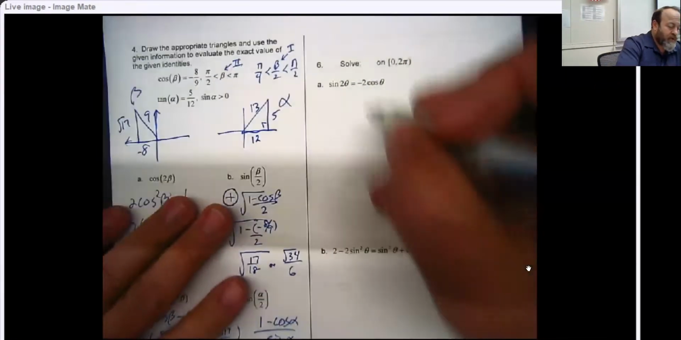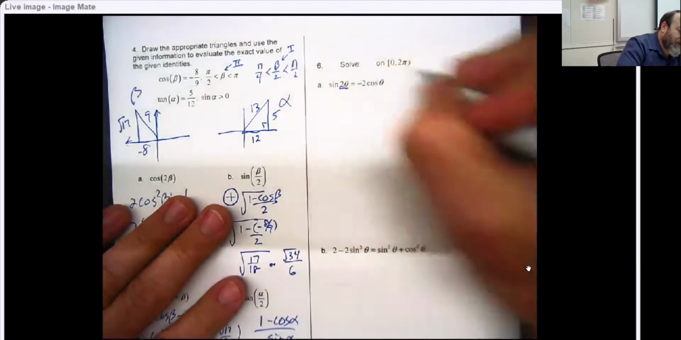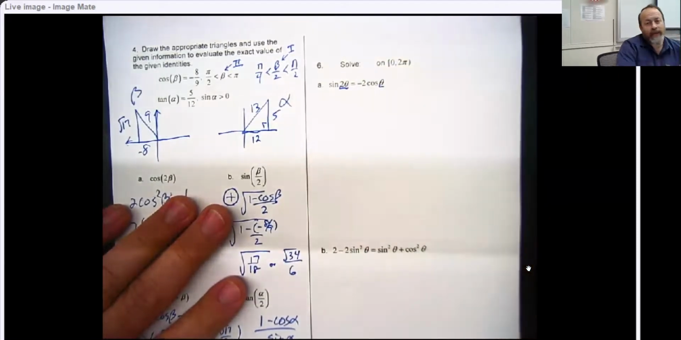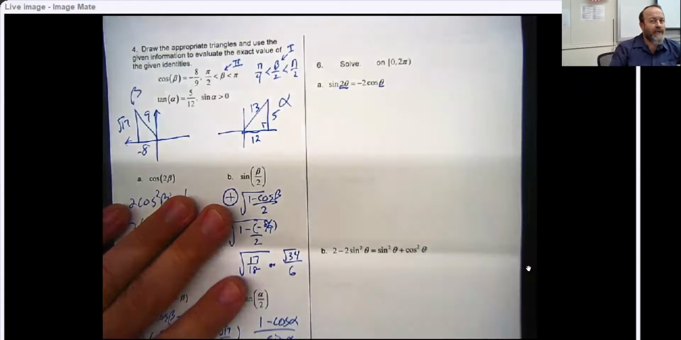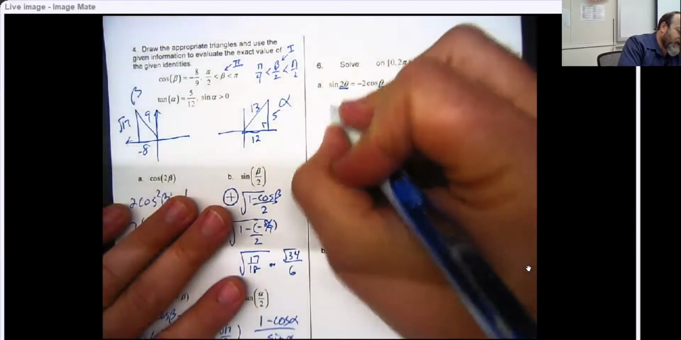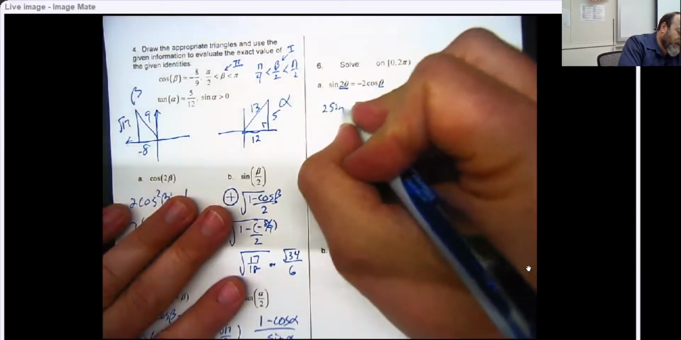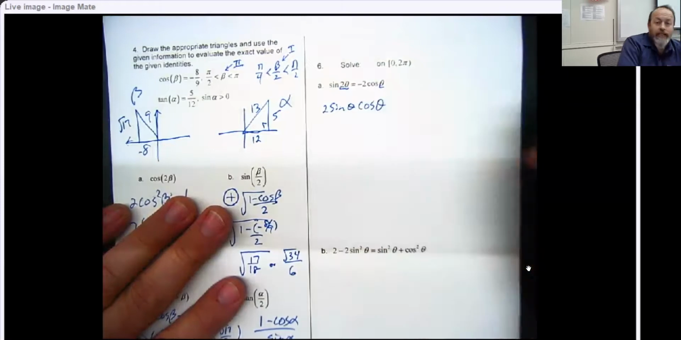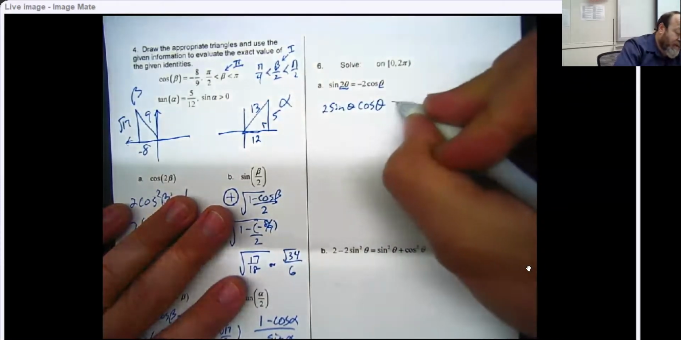So the first thing to note is we've got a double angle here and a single angle here, and that mathematically is kind of not a good thing because they're almost like variables and they're almost different. And so what you want to remember is that the sine of 2 theta is 2 sine theta cosine theta. That's one of our little identities that we established.